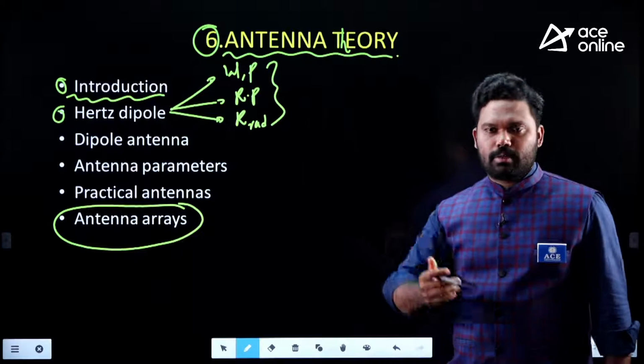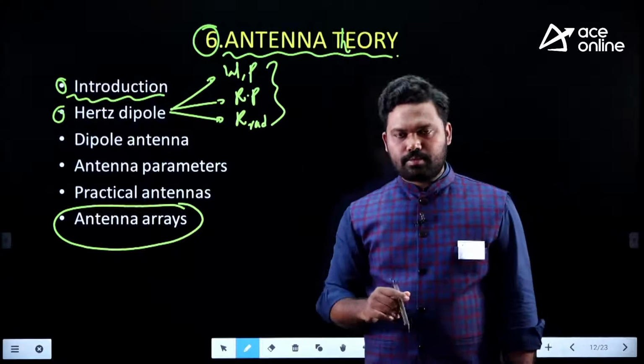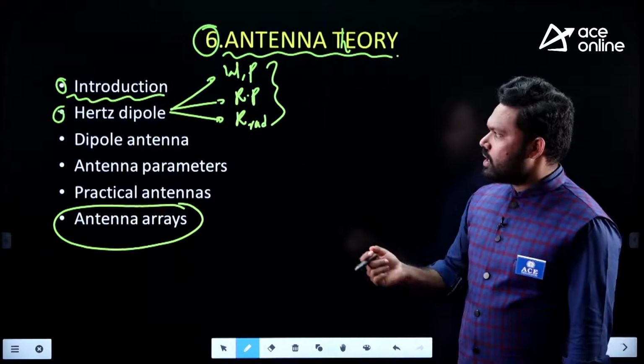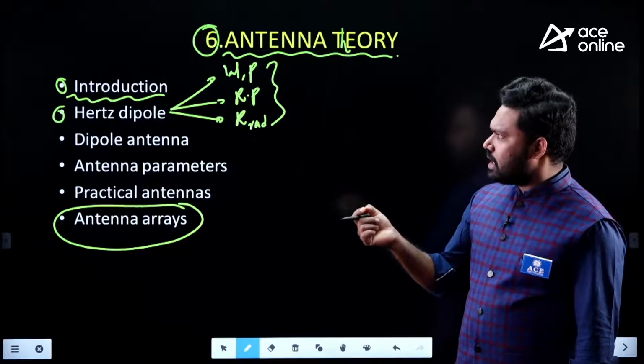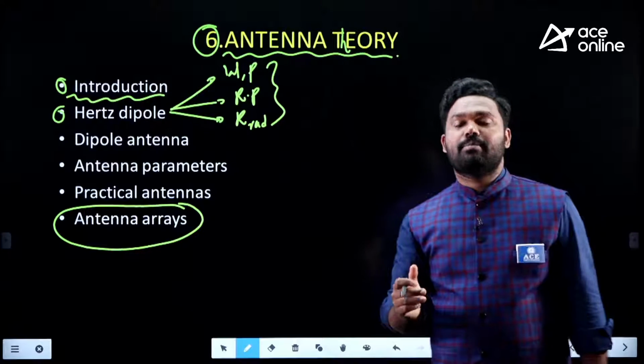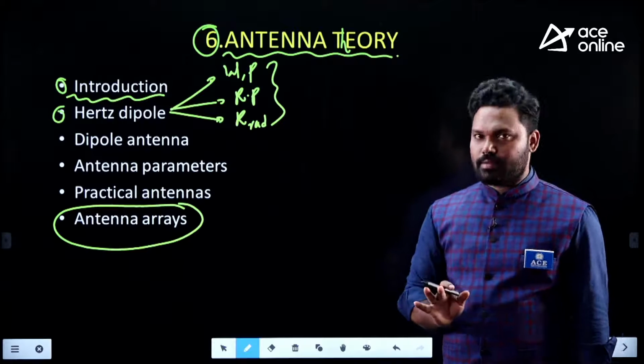Okay, power radiated from the Hertz dipole, radiation resistance, radiation pattern, and polarization. Okay, the Hertz dipole, your antenna theory starts with the Hertz dipole. Some of the textbooks, unfortunately, will start with the antenna parameters. Don't go in that order.